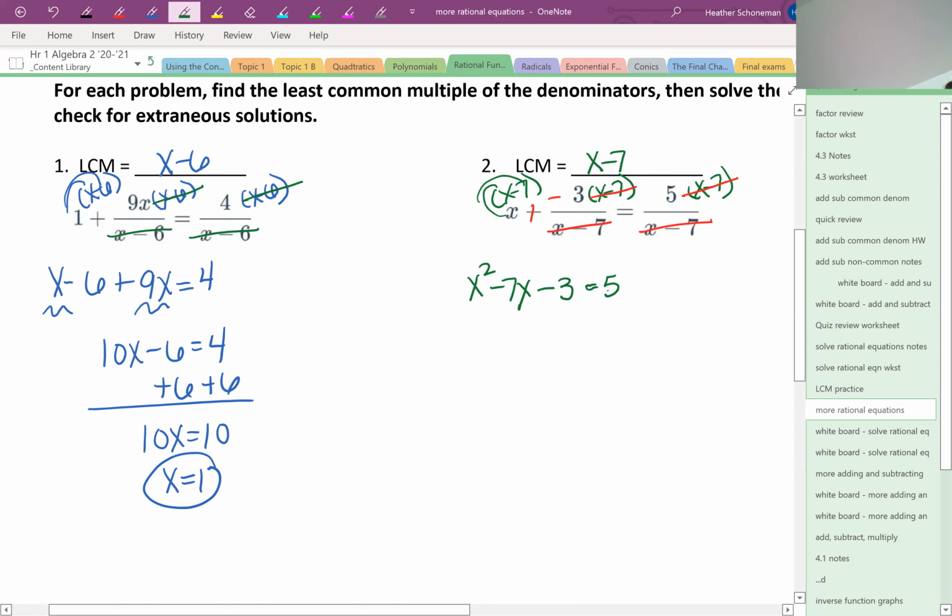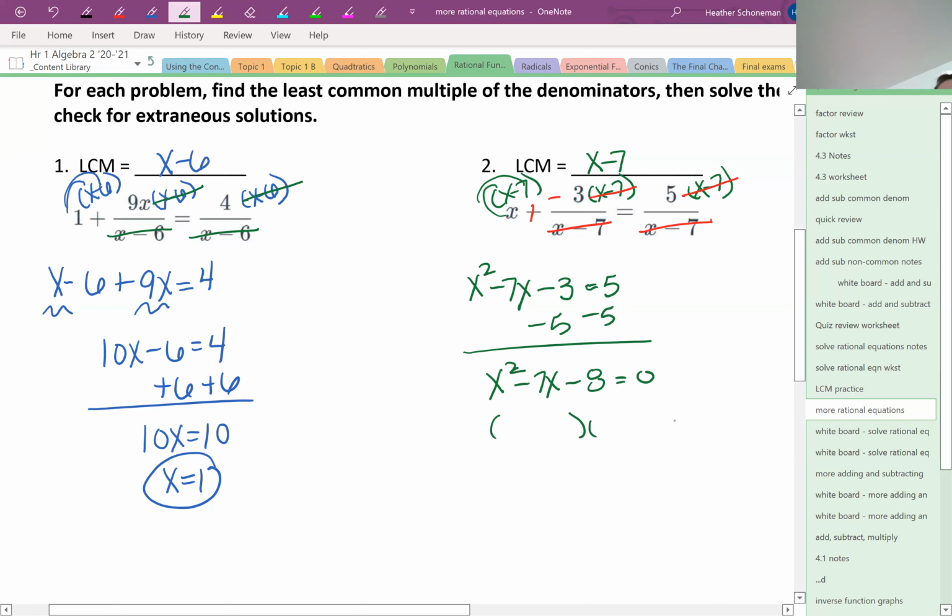Now, equation 2 is different than what we had in equation 1. Equation 2 has an x squared. That makes it quadratic. Anytime it's quadratic, you've got to set it equal to 0. So I'm going to subtract 5 from both sides. Now, when you set it equal to 0, you got to make sure it's in the right order. It's got to be x squared, x, and then the number. It's got to be in descending order. So I have x squared minus 7x minus 8 equals 0.